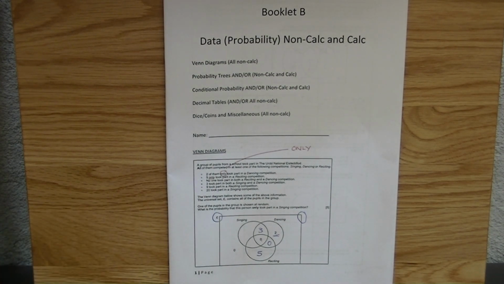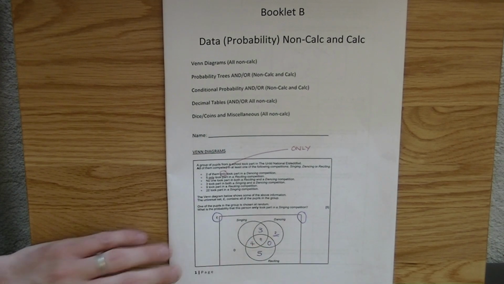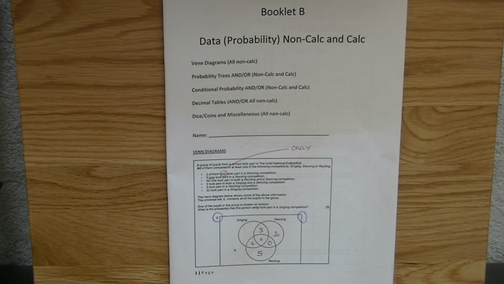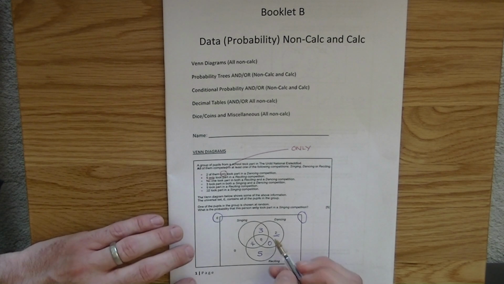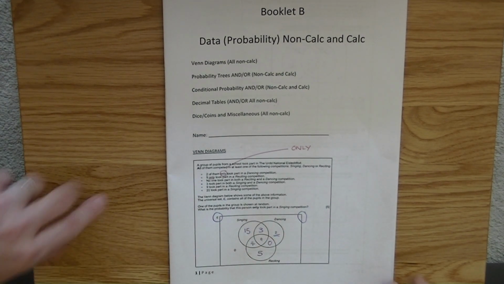9 took part in a reciting competition. Again, no sight of the word only, so that 9 reciting must be everybody in here. There's 5, 0, 0. Add the 4 there to make those add up to 9. And 22 took part in singing. I've already got 7 within the singing circle. Take that 7 away from 22 and get 15. Again, be very, very careful of that word only.